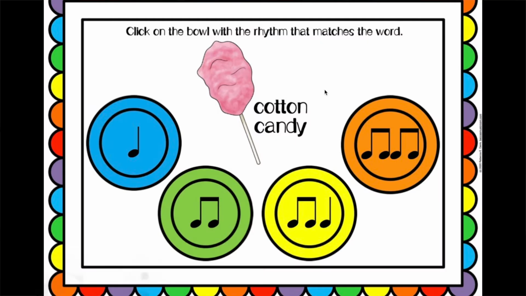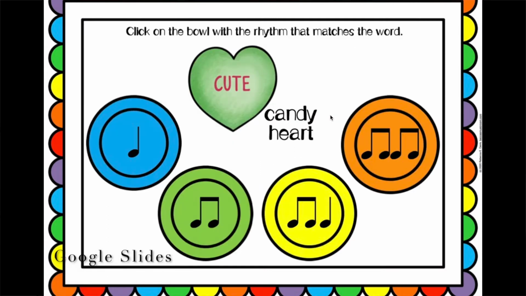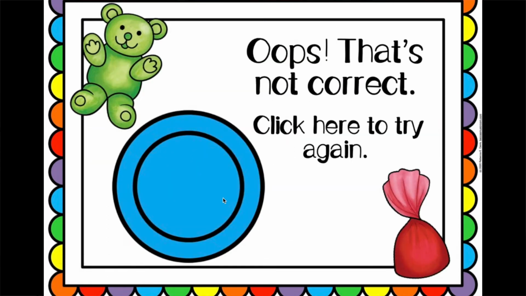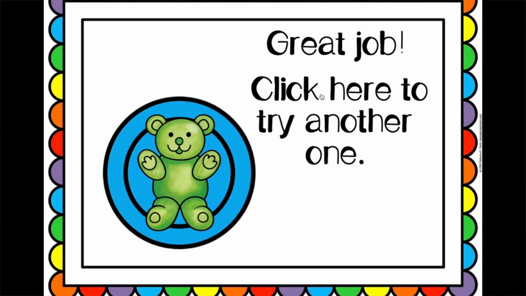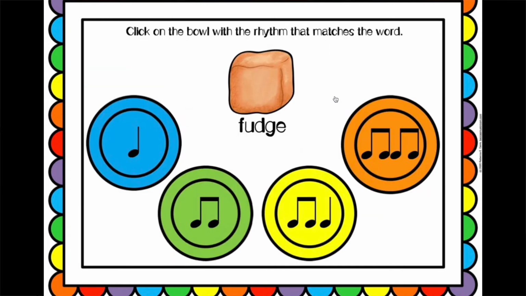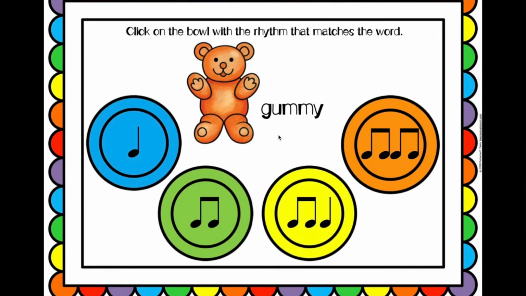This year I am still teaching online, even though it is October, so in addition to these printable activities, I also have some digital ones. We're going to be using Boom Cards, and I also have them in a Google Slides version, so I'll pop some stuff up here so you can see. It's basically the same thing: we're sorting the rhythms to the different candy bowls, and it's super fun.